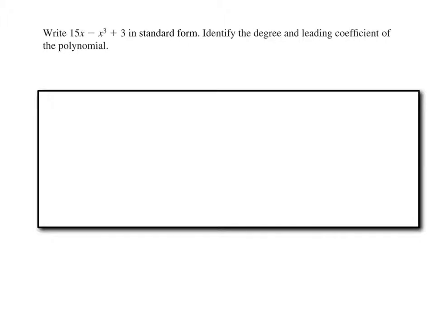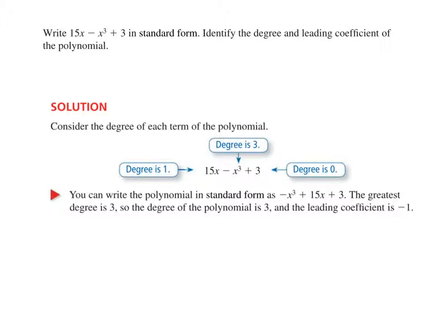All right, now we're going to reveal the answer. Take a minute to read through this solution. You can see that the final answer is written down here, and that in standard form this would be negative x cubed plus 15x plus 3. All the information that you need is right there. If you need to read through this, take the time to pause the video now.